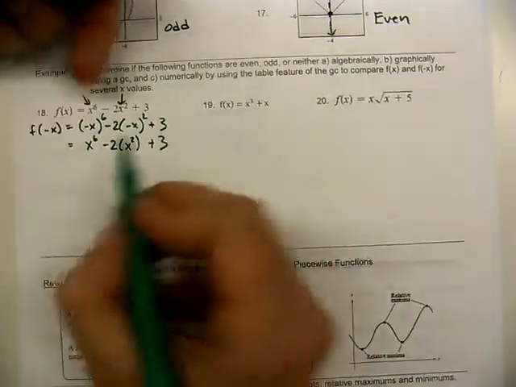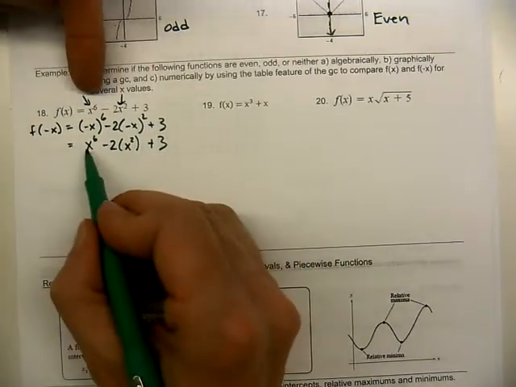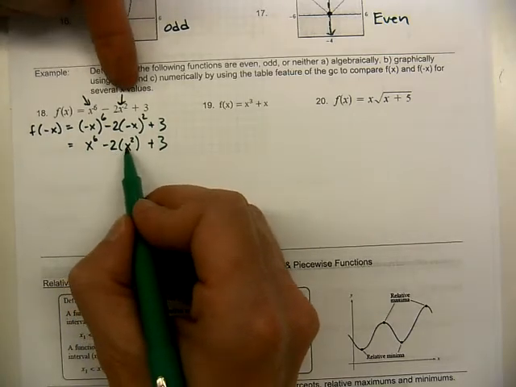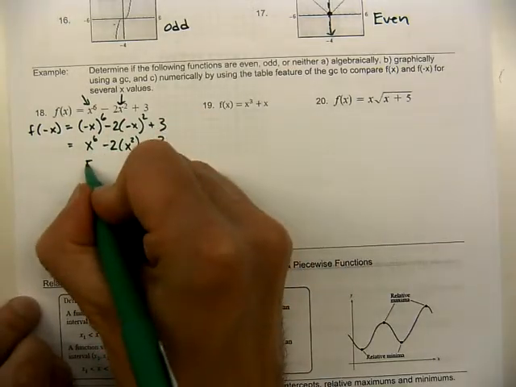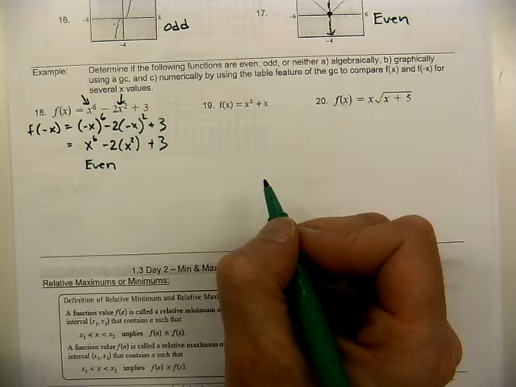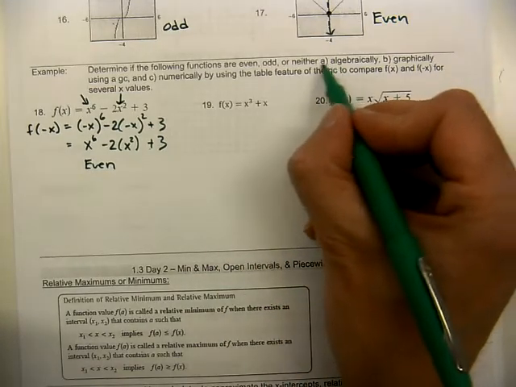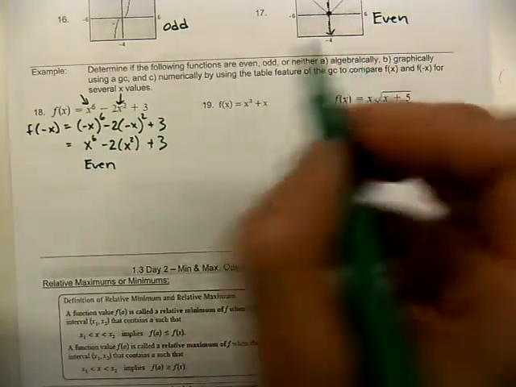Then you ask yourself, is the result exactly the same as the original function? It is. You got your positive x to the 6th. Your middle term is the same, minus 2x squared, plus 3 at the back. It's exactly the same. That's an even function. So that's what we mean by solving it algebraically. So we're really just focusing on part A and the directions here when it says determine it algebraically.